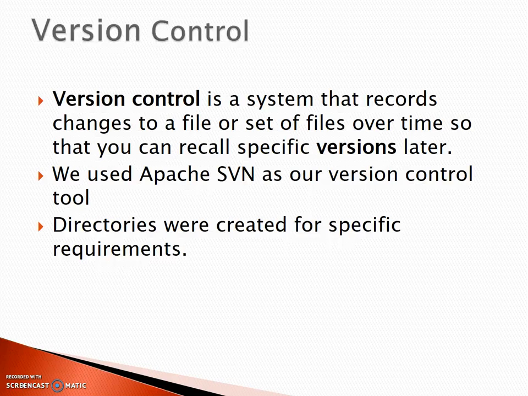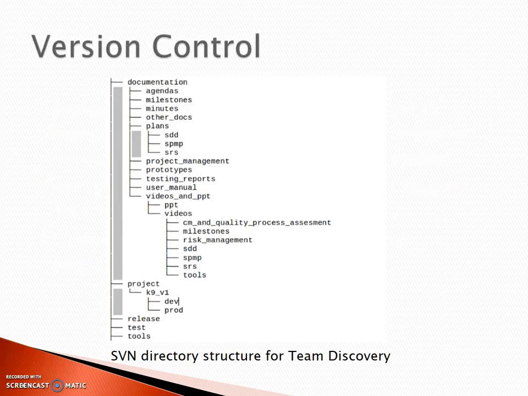So let's start. Version control is a system that records changes to a file or set of files over time so that you can recall specific versions later. We used Apache SVN as our version control tool. Different directories were created for specific requirements. This is our SVN directory structure.